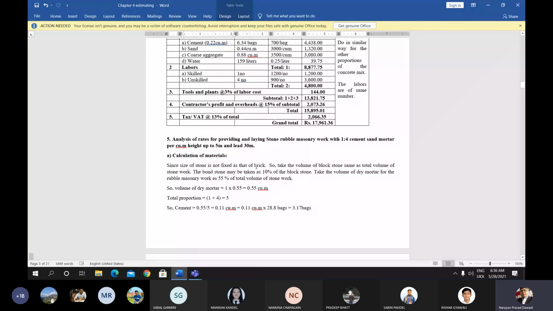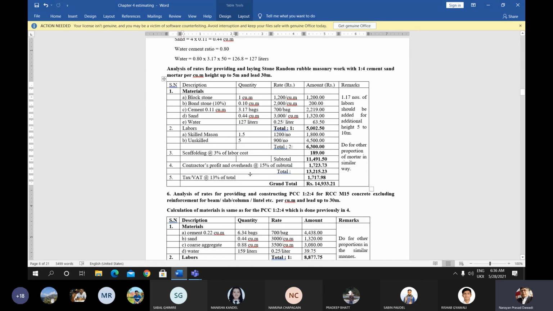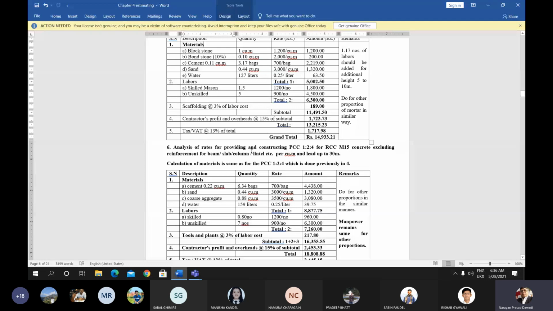But PCC for RCC is not the plain cement concrete, it is the RCC concrete. But the reinforcement main bars rate analysis is considered separately. So only the concreting work of the RCC work is considered as PCC for RCC. Or you can say that if you are asked to calculate the analysis of rates for RCC work, then you do this analysis of rates of providing and constructing RCC M15 concrete, auxiliary reinforcement bar for beam, slab, etc.